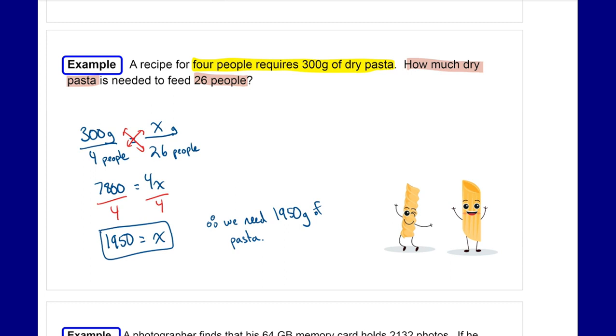In terms of which one we put on top and which one we put on the bottom, similar to when we looked at the unit rates, it doesn't matter which one we put on top and which on the bottom, as long as we're consistent. We see here grams and grams, people and people. They're on the same part of the fraction. So as long as that is kept consistent, it doesn't matter in which spot we put them.